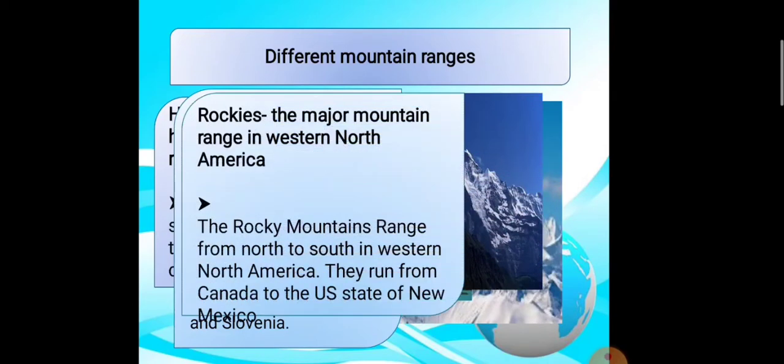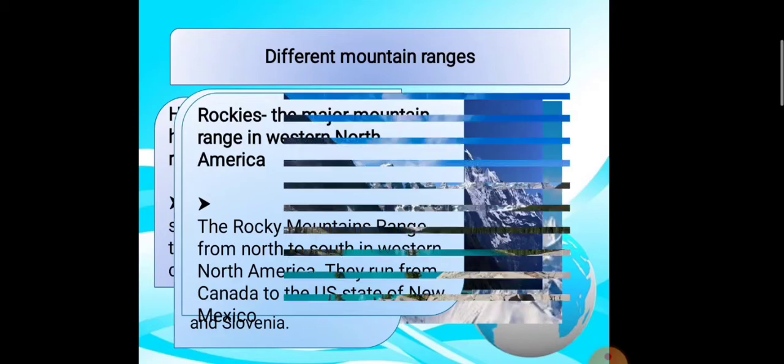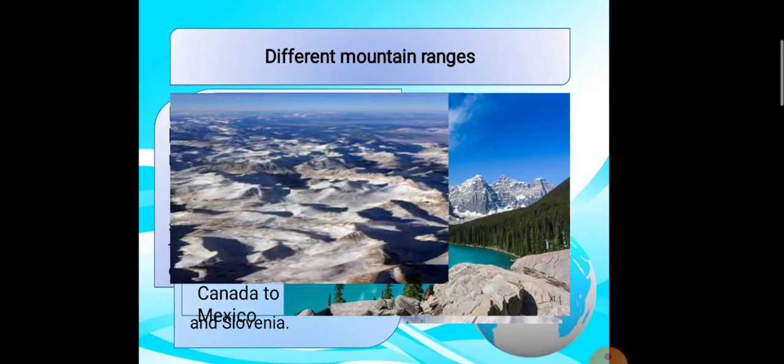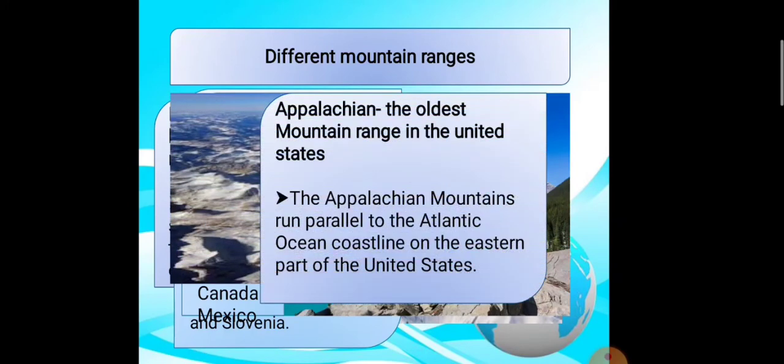Next is the Rockies, the major mountain range in western North America. So the Rocky Mountains range from north to south in western North America. They run from Canada to the US state of New Mexico. So that is the Rockies. Next is the Appalachian, the oldest mountain range in the United States. So the Appalachian Mountains are parallel to the Atlantic Ocean coastline on the eastern part of the United States.